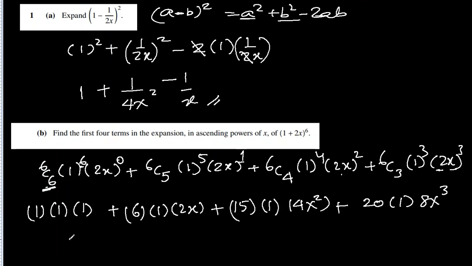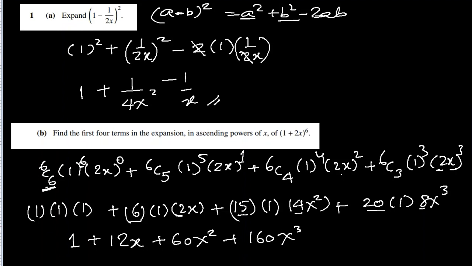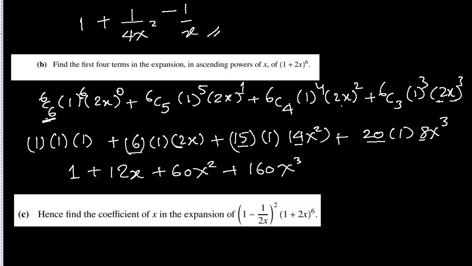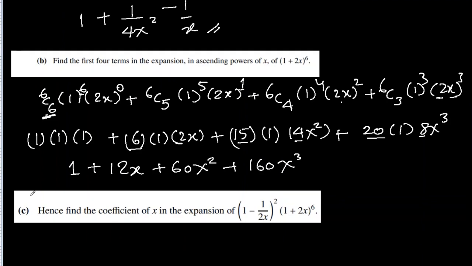And let's write the simplified form of this. 1 times 1 times 1 is 1, plus 6 times 2 will be 12x, 15 times 4 is 60x², and then 20 times 8 is 160x³. Part C. So hence find the coefficient of x in the expansion of these two. Both have been answered in the first 2 parts. That's why they've written the word hence.